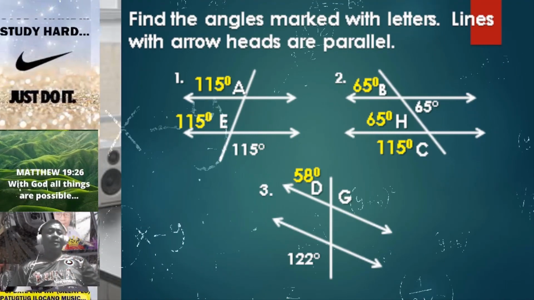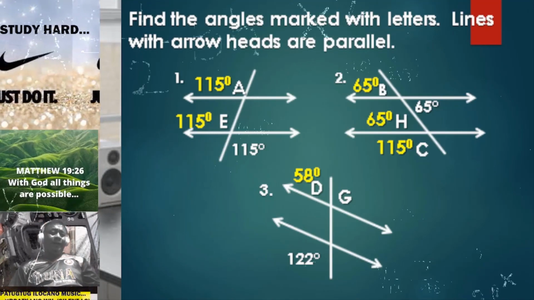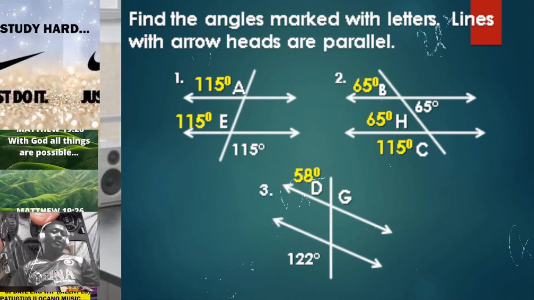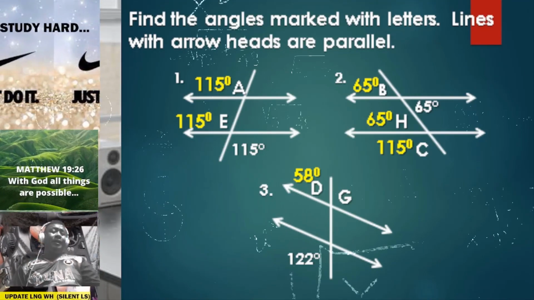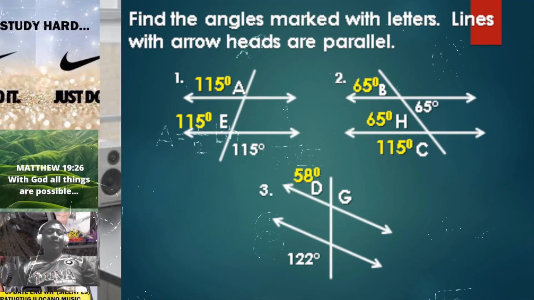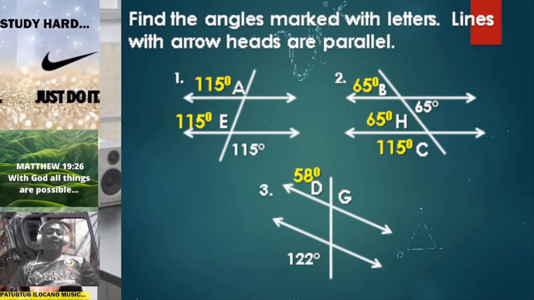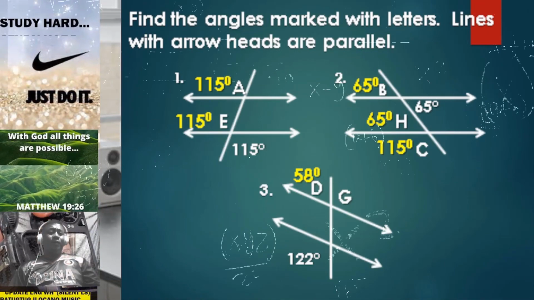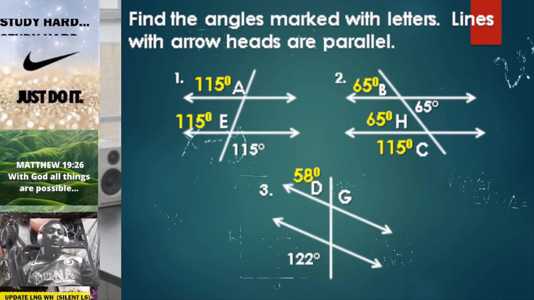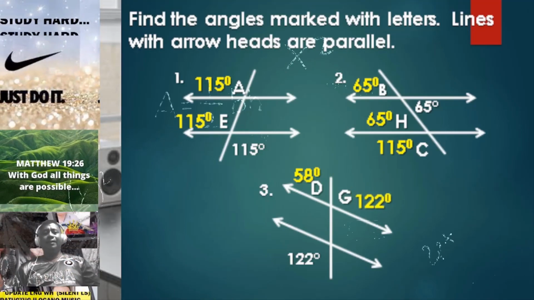How about angle G? If we consider the given angle, which is 122 degrees, and angle G, they are alternate exterior angles. And alternate exterior angles are congruent. So therefore, angle G is also equal to 122 degrees. Take note of that.